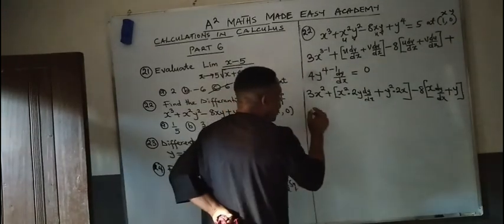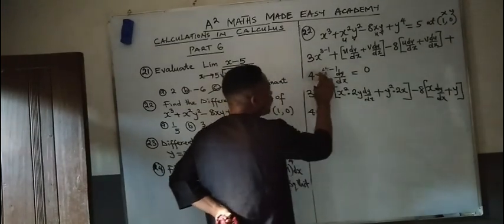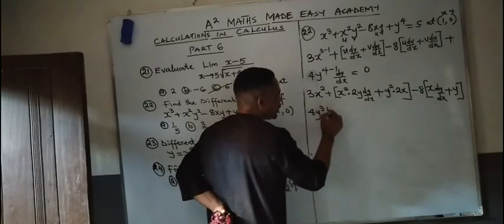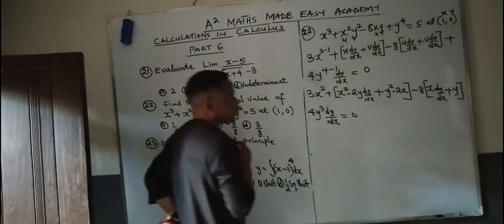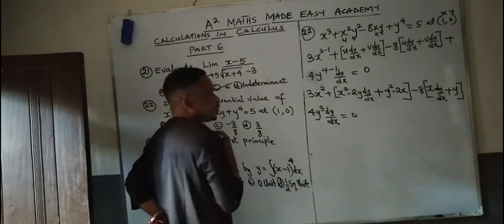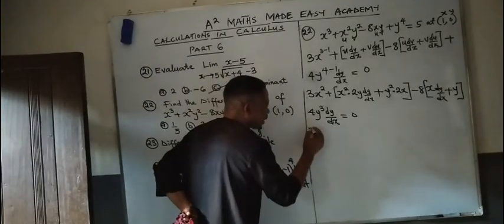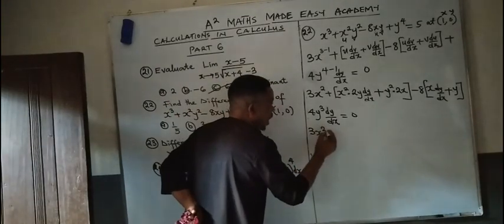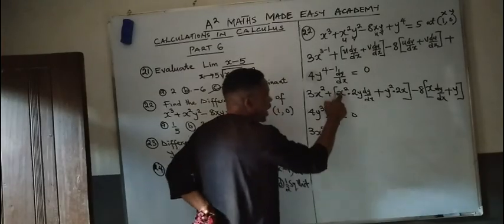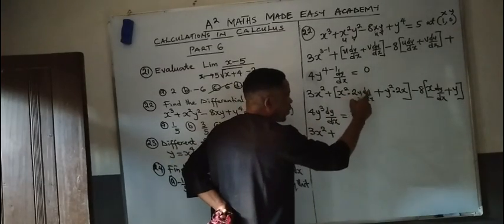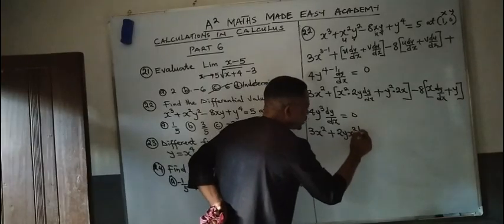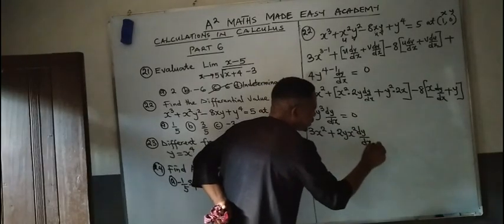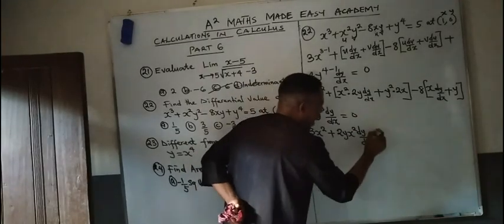I will now say 4y raised to the power of 4 minus 1 will give you 3, right? Then dy all over what? Dx. Everything should be equal to what? 0. Can we now open the bracket? So this is now 3x raised to power 2. Are you there? Plus x squared times 2y dy dx will give me 2y x squared dy all over what? Dx. Then now we add.